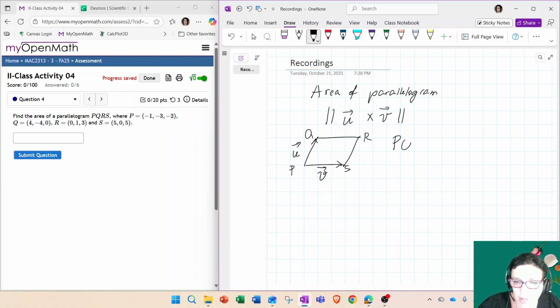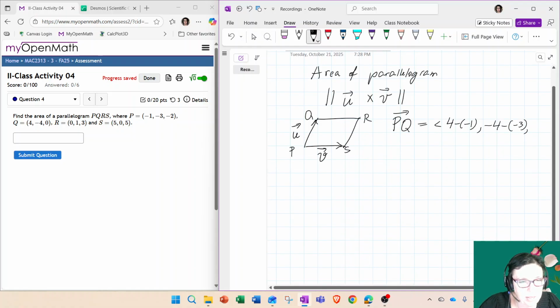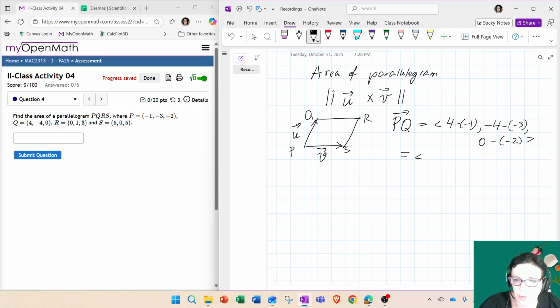So first, we're going to take PQ. So remember to subtract the coordinates of point P from Q, right? Which actually doesn't matter in this case because you're going to be taking magnitude anyway, but whatever. So we're going to take 4, subtract -1. We're going to take -4, subtract -3. And then the z coordinate is going to be 0, subtract -2. So it's a lot of negatives. We got to be really careful here. So this is going to be 5. This is -4 plus 3. So that's -1. And then that's 2. Okay. So we found PQ.